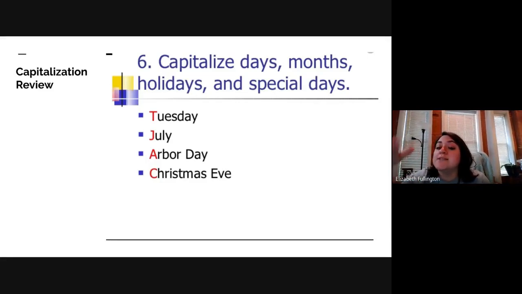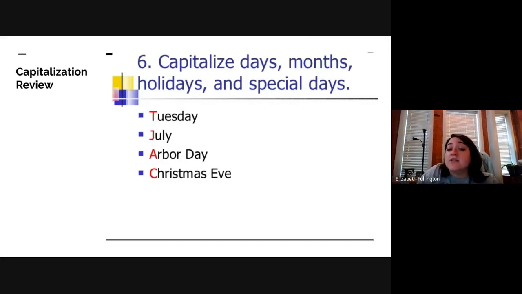So when you're writing these down, you make sure that you capitalize them. So it says here, here's some examples like Tuesday. That's the name of a day, right? So you want to definitely capitalize that. Names of months are very important because it's our birthday, and they're very important. So July, the capital J. Arbor Day and Christmas Eve. Those are holidays and special days. So we want to make sure that we capitalize those, just like Martin Luther King Day, that is a holiday or special day that we honor, right? So we want to make sure we capitalize them.